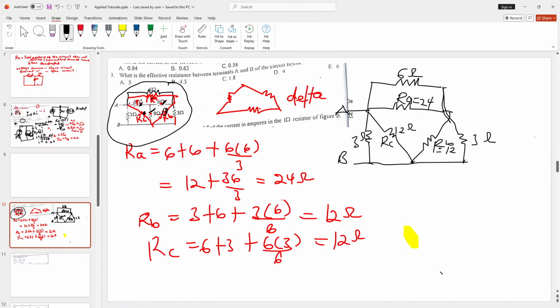If there is a delta and you want to convert all the deltas to star, and after you are done you find the effective resistance, that's fine. And if there is a star and you want to convert it, it all depends on the transformation you are seeing in the question. Do you get it? So we can see that this 6 here is in parallel with 24. So we can find the parallel combination of 6 and 24 and represent it by just one resistor here.